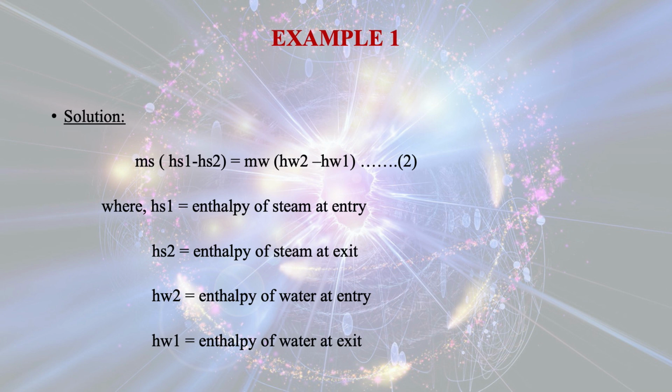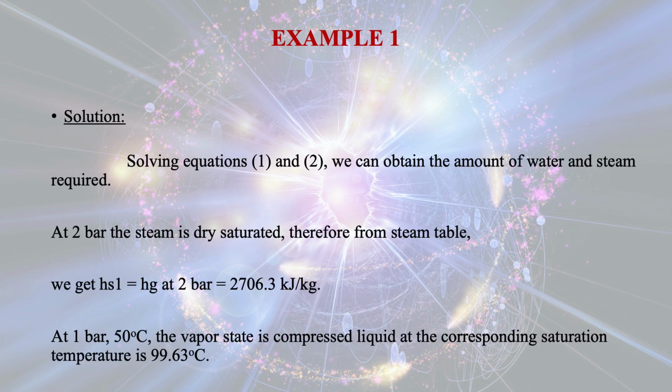Now you see here the pressure is given, and the condition of the steam is dry saturated. So we can get the value of Hs1, that is the enthalpy of steam at the entry point, from the steam table. Now how we can get the other parameters, let us discuss further. And solving equations 1 and 2, we can obtain the amount of water and steam required.